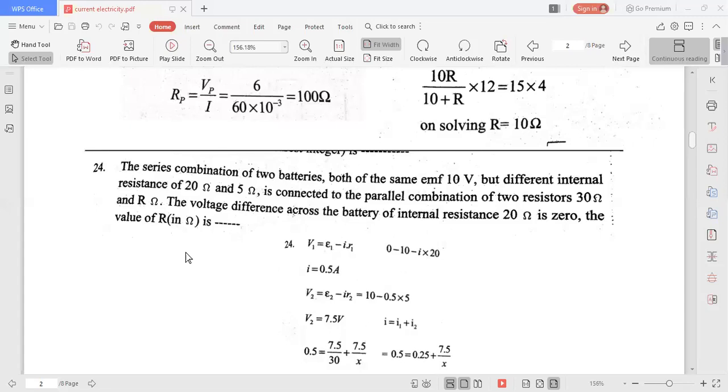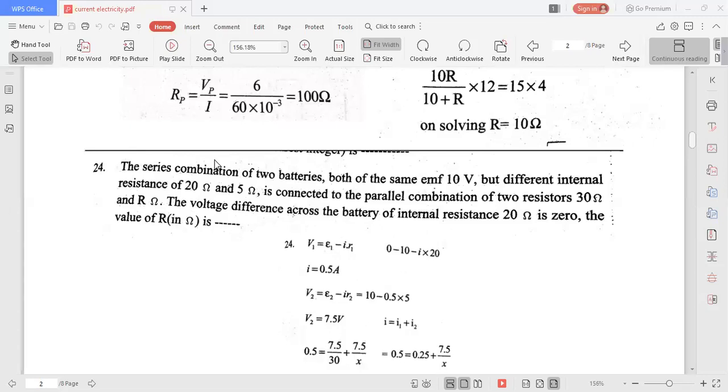The voltage difference across the battery of internal resistance 20 ohm is 0. So here the potential difference across this battery having internal resistance 20 ohm is equal to 0. Then what is the resistance R? This R is equal to question mark. I think you have understood the problem.